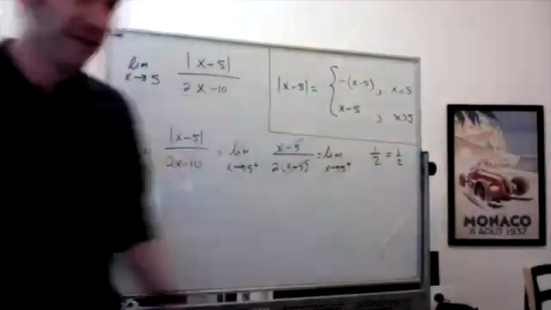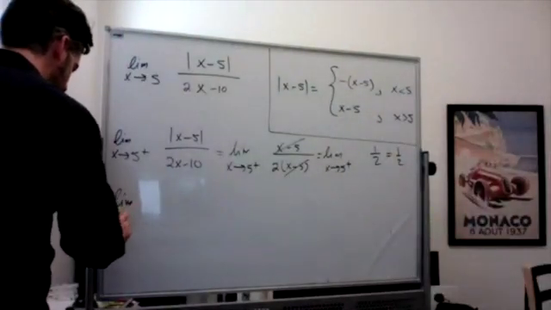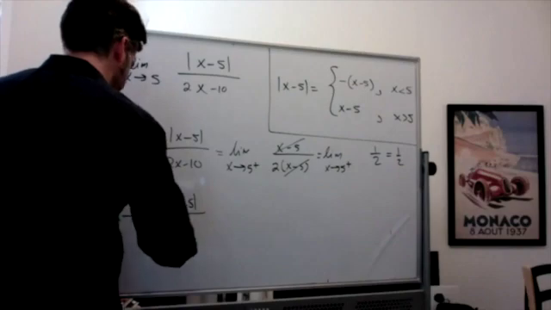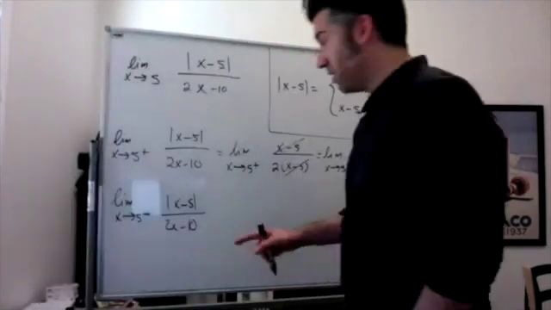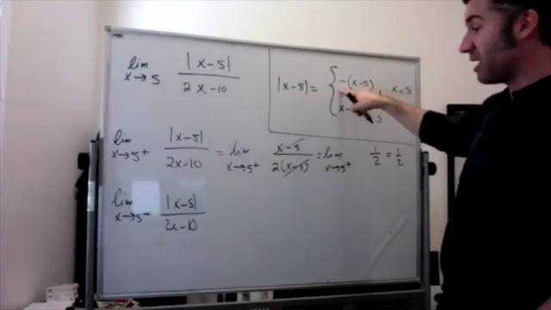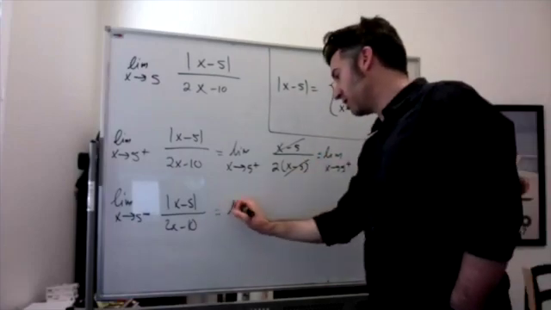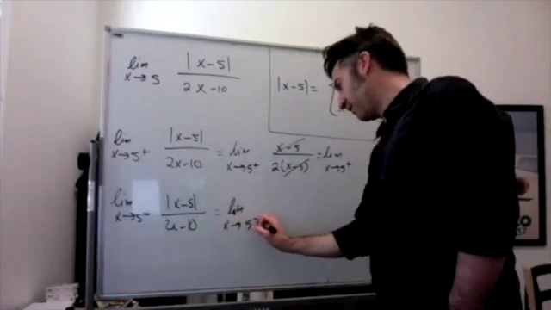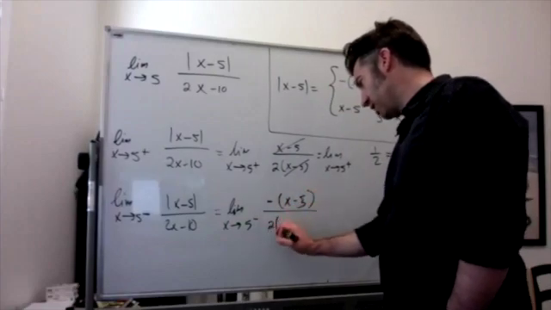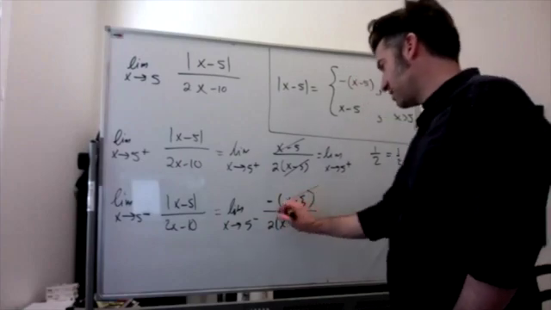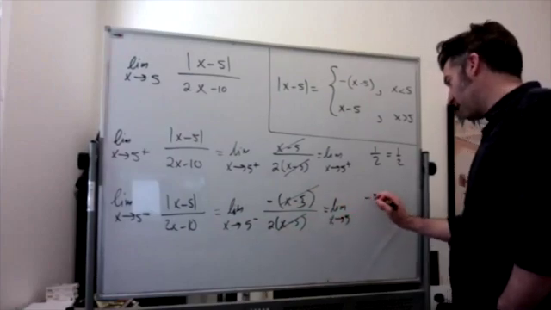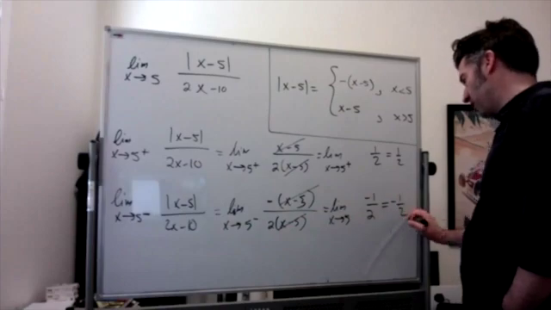On the other side, if I look at the limit as x approaches 5 from the left, so I'm less than 5. Well then, if x is less than 5, then the absolute value of x minus 5 is equal to negative x minus 5. This is going to be the limit as x approaches 5 from the left of negative x minus 5 over 2 times x minus 5. And if I cancel the x minus 5's here, I'm left with the limit as x approaches 5 of negative 1 over 2, which is negative 1/2.